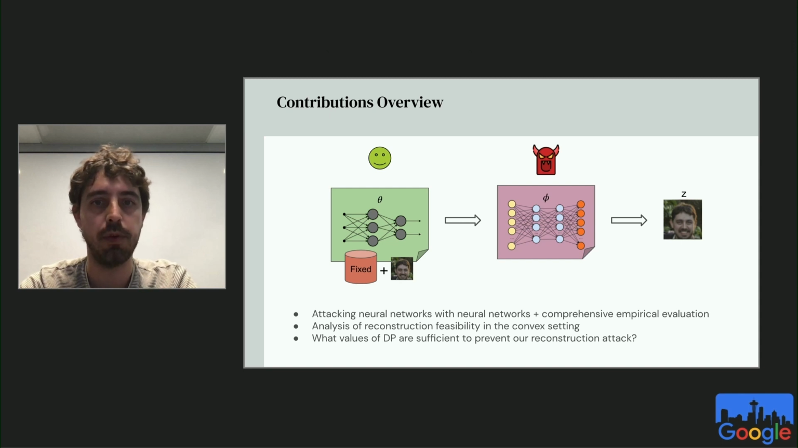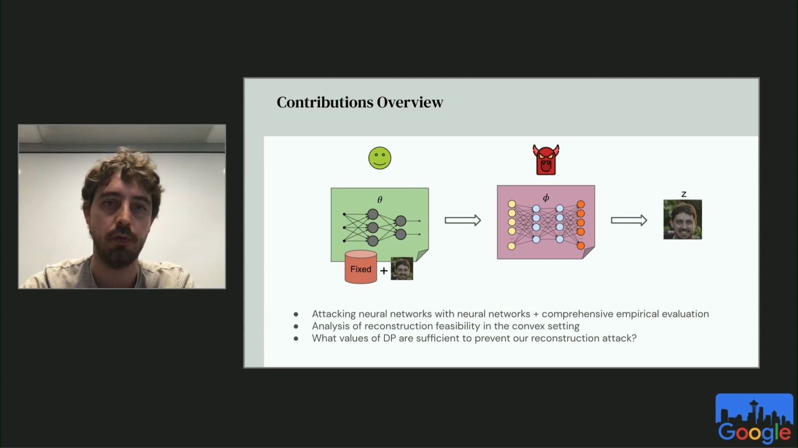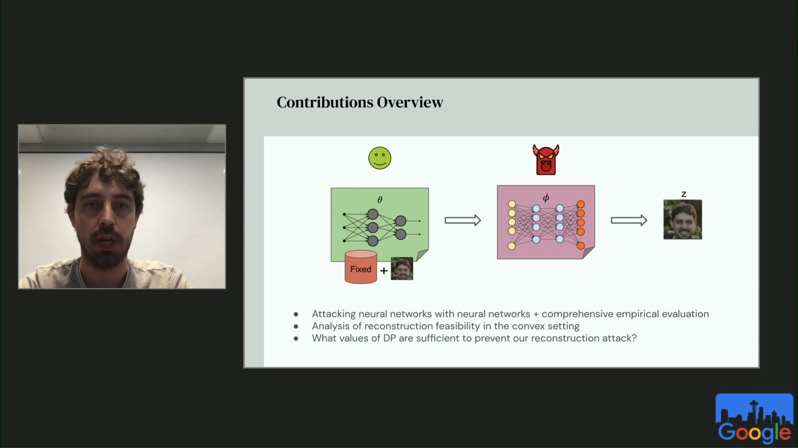The way we do these attacks against neural networks is by actually using neural networks to perform the attack. The way we perform these reconstructions is we train a network phi. This network phi is a neural network that will take as input a flattened vector of all the parameters of the model that we're trying to attack, and will produce an image as output.